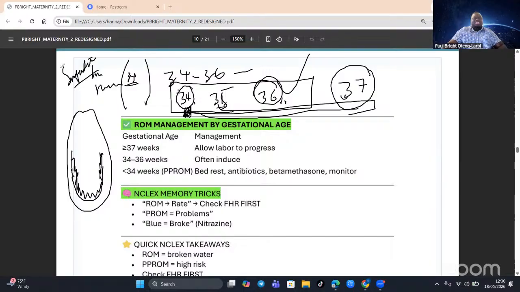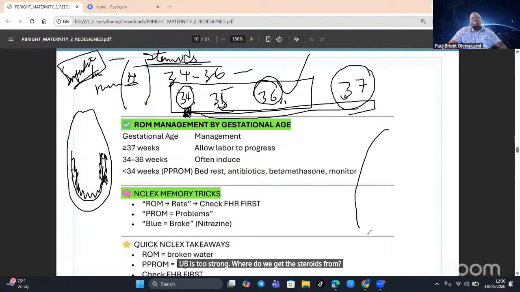How does this surfactant mature? It matures in the presence of steroids. If the baby is too young, where do we get the steroids from? Steroids are coming from which part of the body? Who knows?